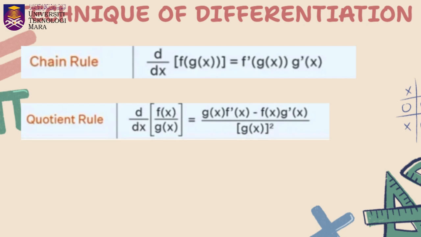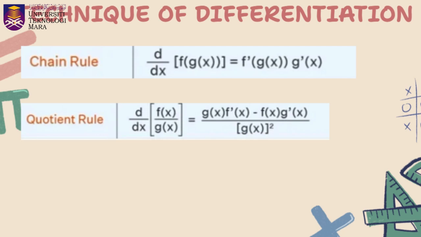For the third one is the chain rule. The chain rule is used to find the derivative of a composite function, which is a function nested inside another function. In the rule, we need to differentiate the outer function separately and multiply the entire result by the derivative of the inner function g prime x. For the example, d/dx of f(x)g(x) equals f'(x)g(x) plus f(x)g'(x).